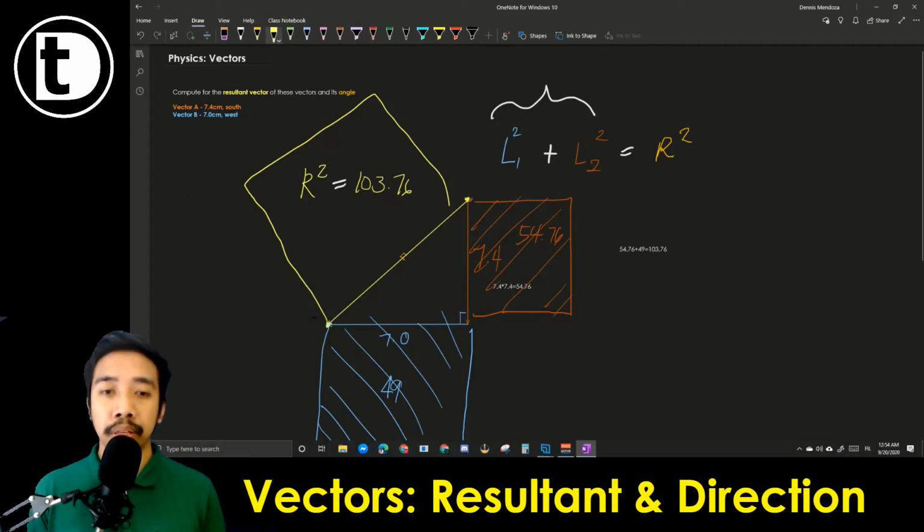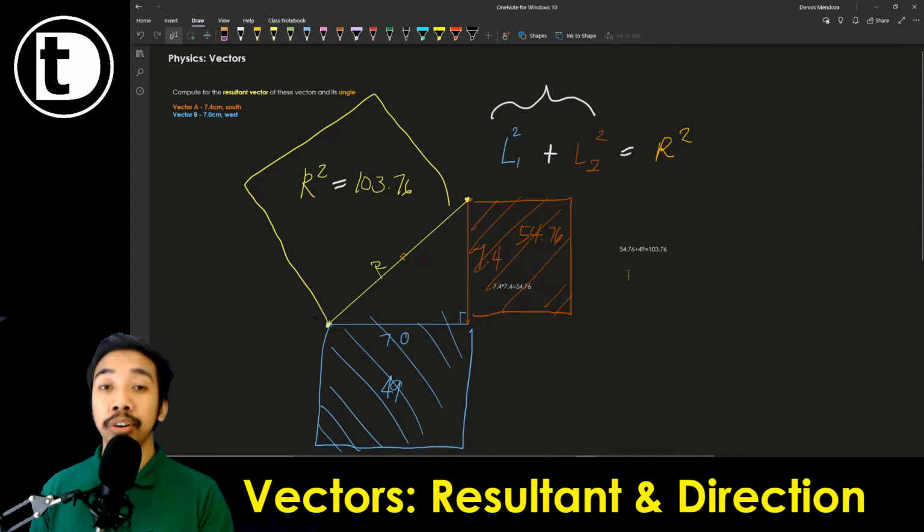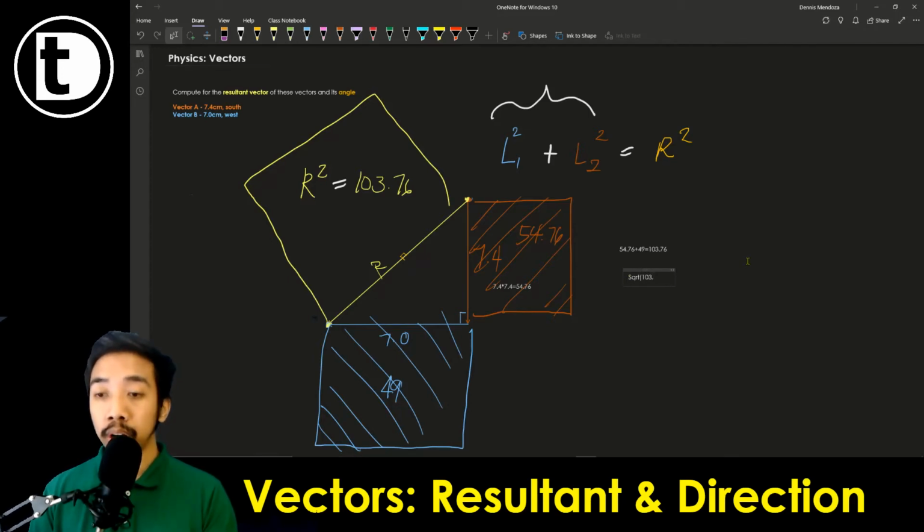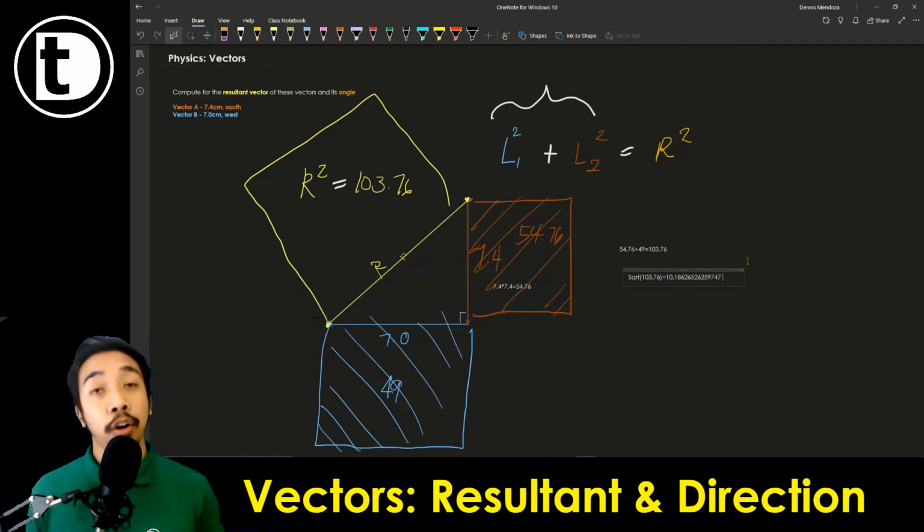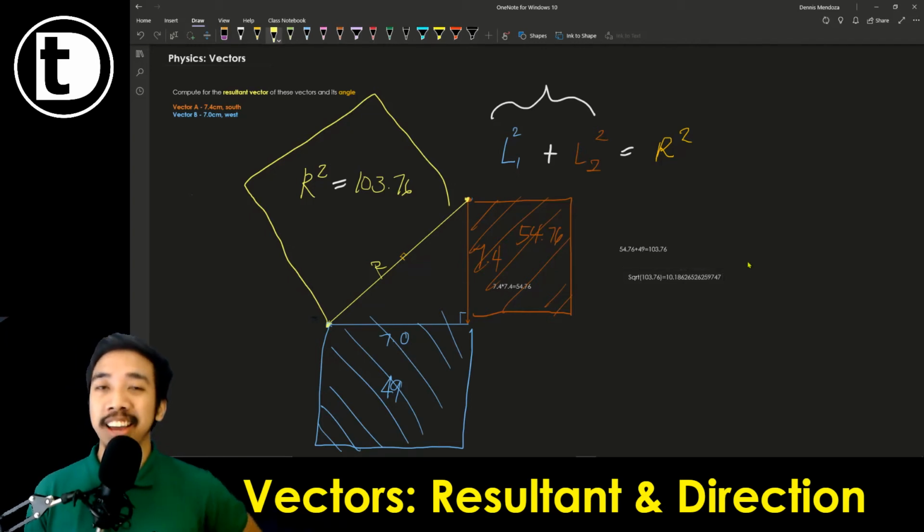So, we're talking about this length or this magnitude. So, all we need to do is to use the function SQRT for the square root of 103.76 or the square root of R squared para makuha natin yung R. So type SQRT, open parentheses, you type 103.76, close parentheses, equals, hit spacebar, and there. Of course, you can use your calculator to verify, okay?